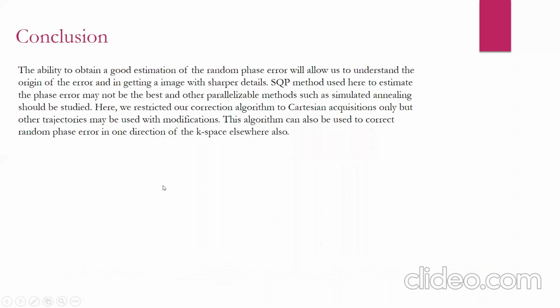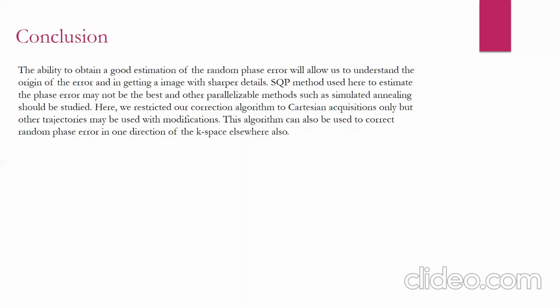Conclusion. Here we are able to get a good estimate of the random phase error. By this we can know the origin of the error and we are also able to better estimate the image, and we can get an image with sharper details and better quality.